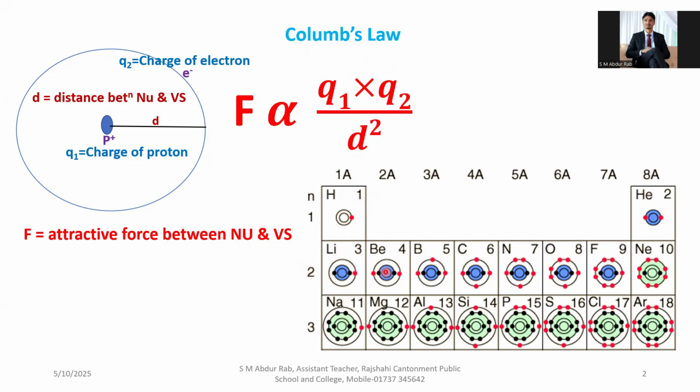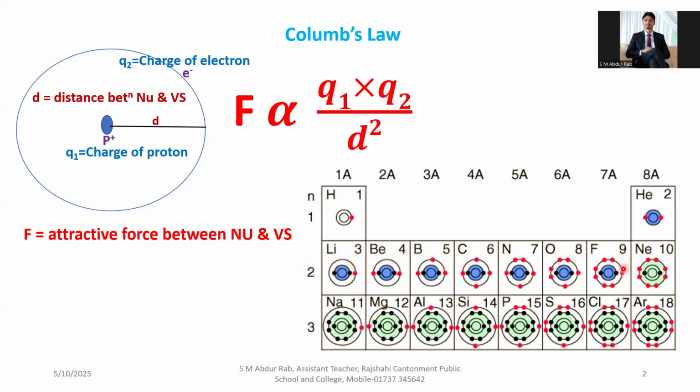Now, if we move left to right in a period, what do you see? All the elements of period 1 have 1 shell, period 2 has 2 shells, period 3 has 3 shells. That means in a period from left to right, the number of shells remains the same, but valence electrons increase by 1 and the number of protons also increases by 1. Because lithium has 3 protons but beryllium has 4. On the other hand, neon has 10.